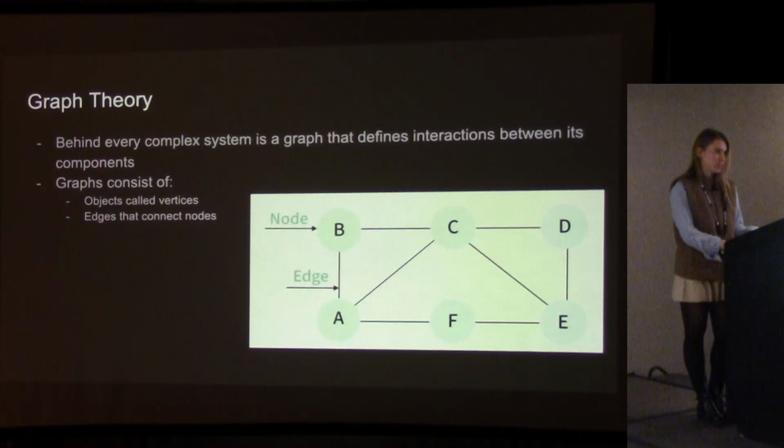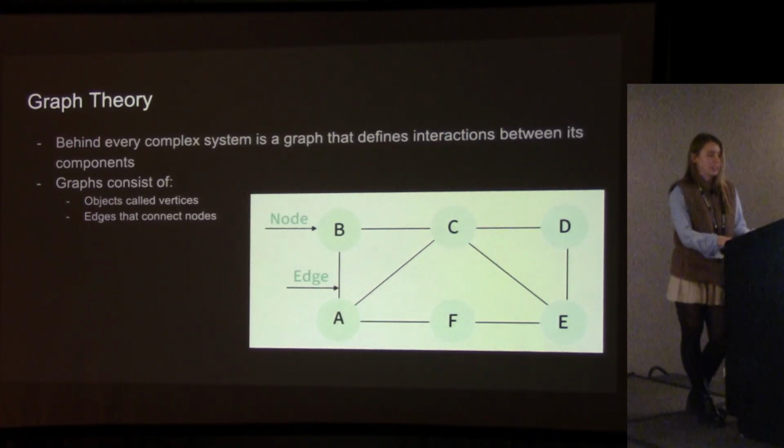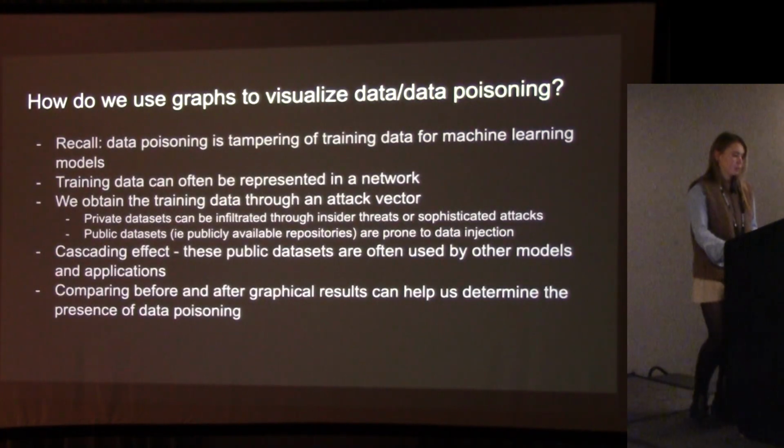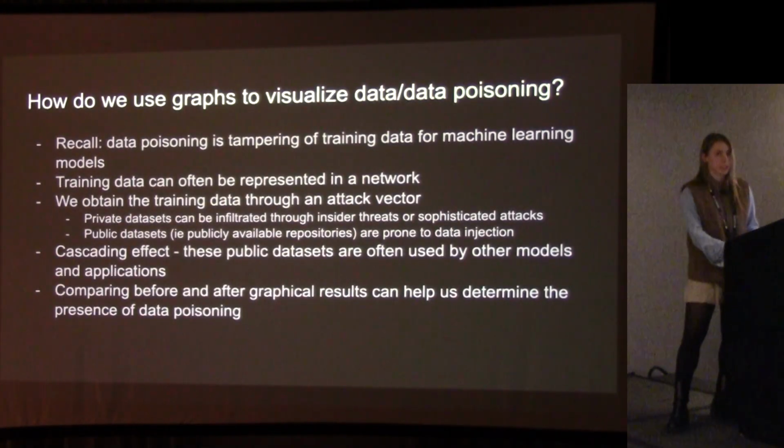Before we get into applied data poisoning, what is graph theory and how do we apply this to data poisoning? Various systems and their subsequent data sets can be defined by graphs, such as the internet, the nervous system, and social networks. Behind every complex system is a network or a graph that defines the interactions between their components. Graphs consist of objects called nodes and edges that connect these nodes. Graphs help us represent important information and also visualize training data for machine learning. All of this vital information should be protected, as tampered graphs and data can have cascading results.